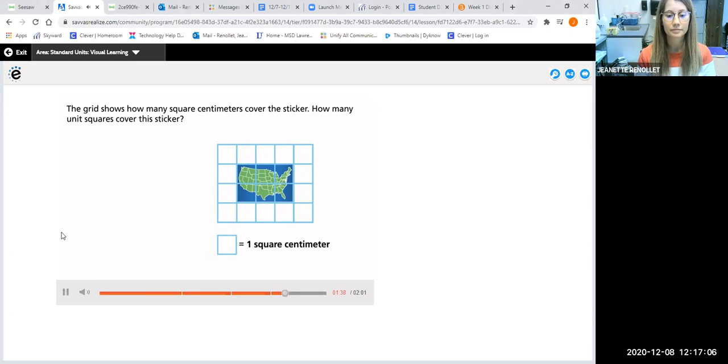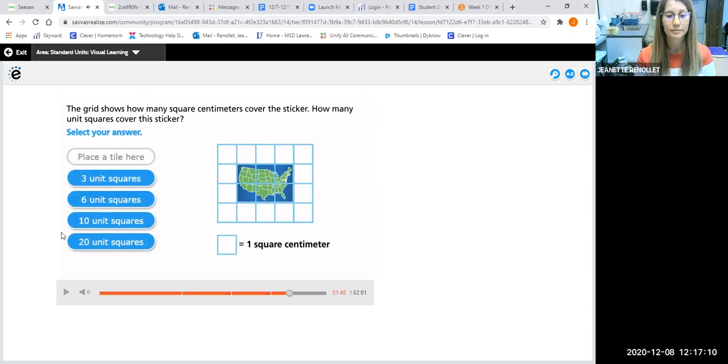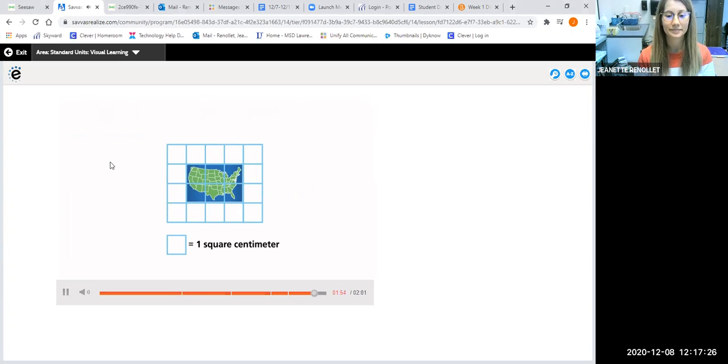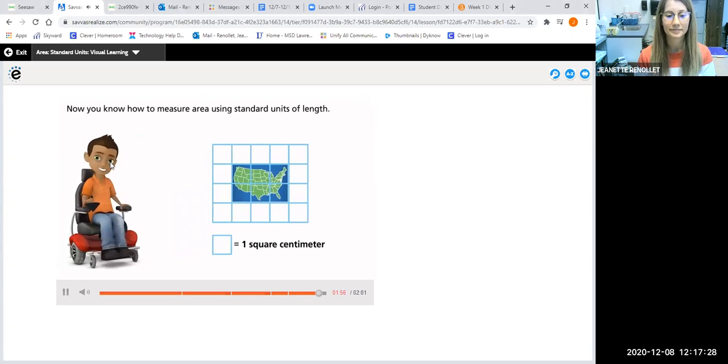How many unit squares cover this sticker? Select your answer. 6 unit squares cover this sticker. The sticker is measured in square centimeters. So the area of the sticker is 6 square centimeters. Now you know how to measure area using standard units of length. Awesome job.